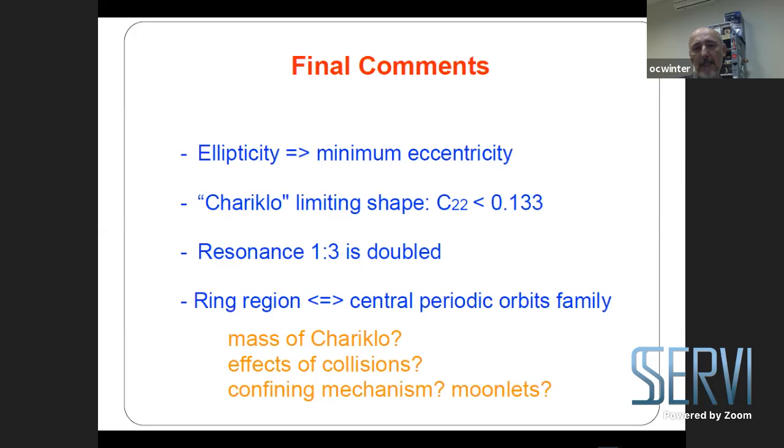So there are plenty of things to be done, but we have some parameters that are crucial here, such as the mass of Chariklo, that changes quite a lot, the power of the resonance and all the other effects associated with it. And the effects of collisions have to be taken into account. And a confining mechanism also has to be considered. And that's our next step. And it would be interesting to get hints about it, if we are lucky to have an occultation that, by the way, could detect a moonlet. So that's it. Thank you very much.